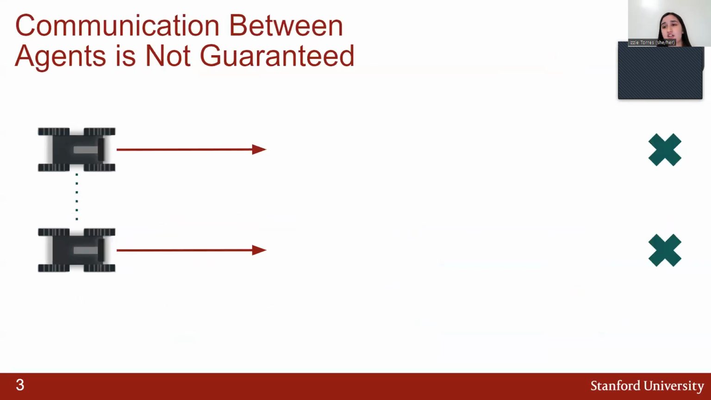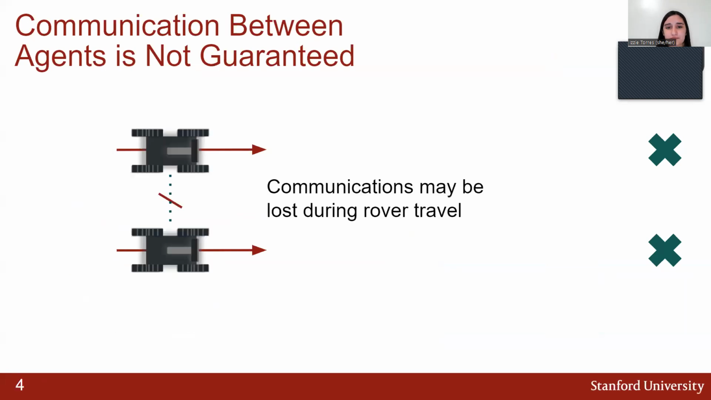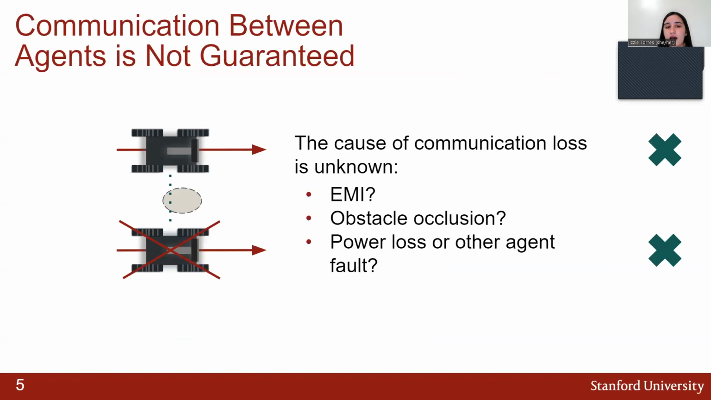Now, both of these things are hindered by the fact that it is possible that communication will drop as the rovers are completing their mission. We know that you might start off having communications and then lose that in the middle of moving towards the goal. There are multiple different causes for this. There could be electromagnetic interference, obstacle occlusions, or power loss or some other agent fault. And the problem is you don't know which one of these is the case.